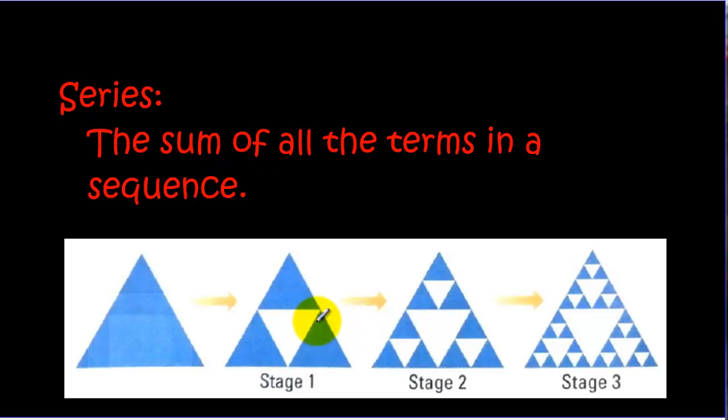This is an example on the picture here of something called Sierpinski's triangle. And if we were looking at, after some number of stages, how much of the blue area remains, we could use that and create a series for that and calculate that sum.